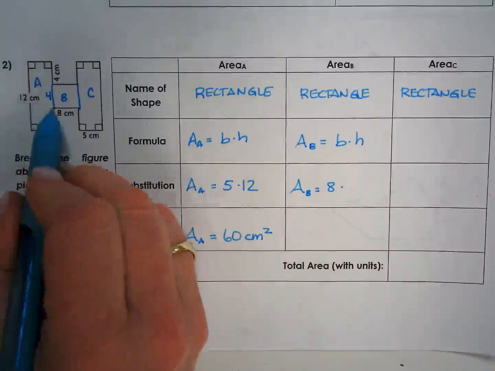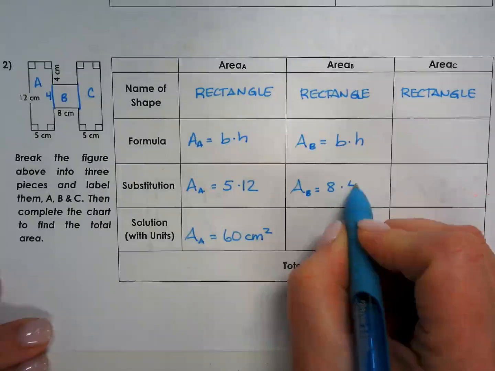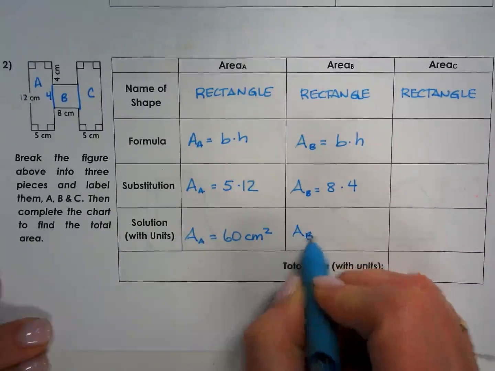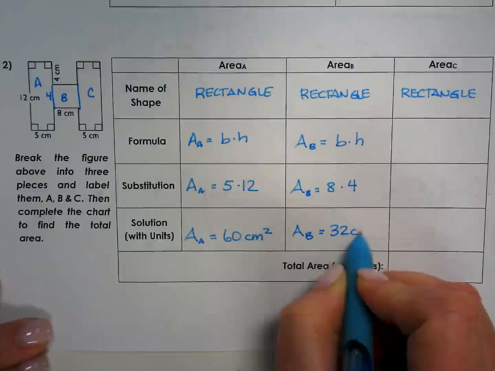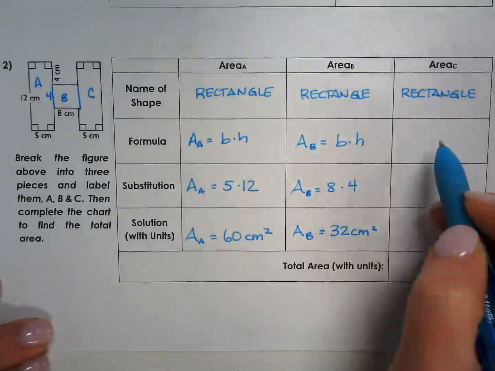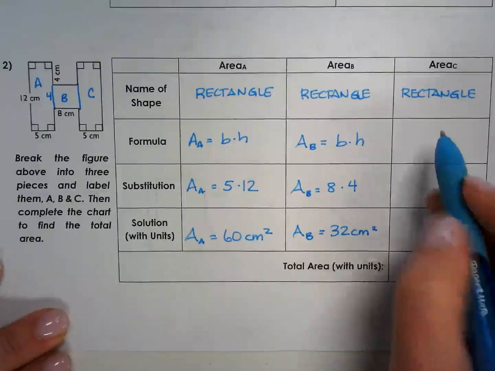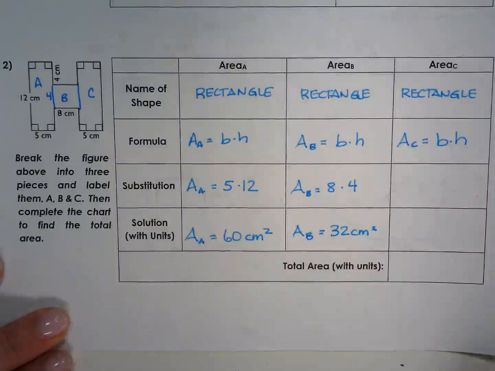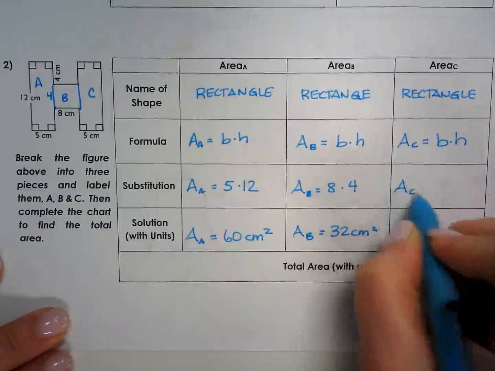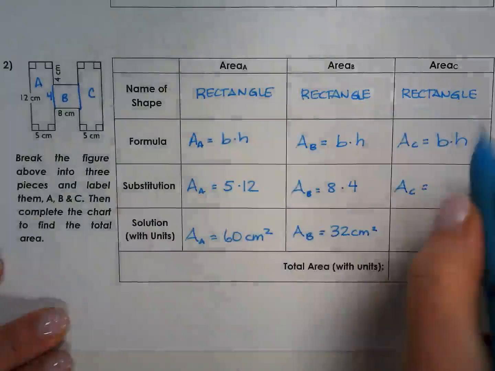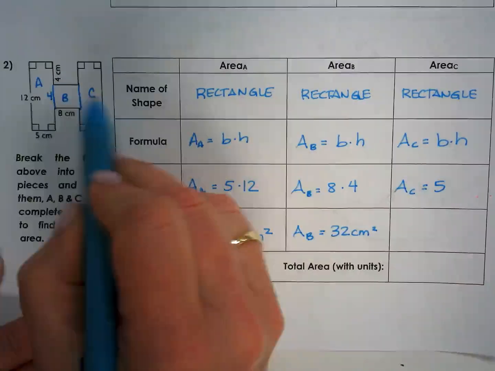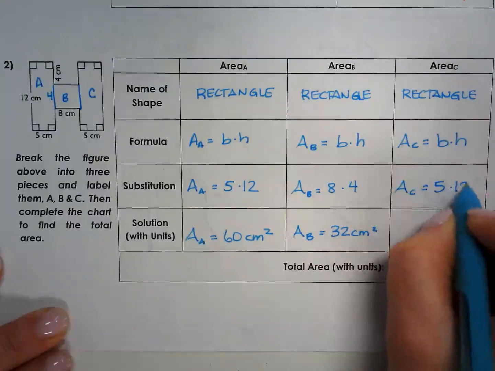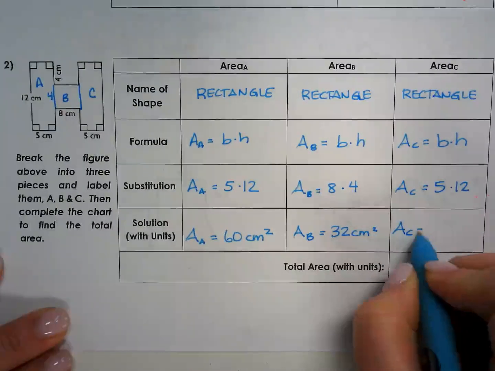So if I need 4 more, then my height is going to be 4. And the area of shape B is equal to 32 centimeters squared. Now if you look at the third rectangle, we know again that the area of C is going to be equal to base times height because it's a rectangle. The area of C is going to be the base, which is 5. And since these are the same, it's going to be times 12. So the area of C equals 60.